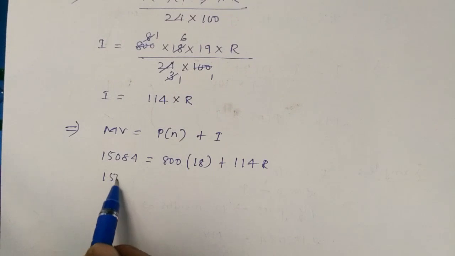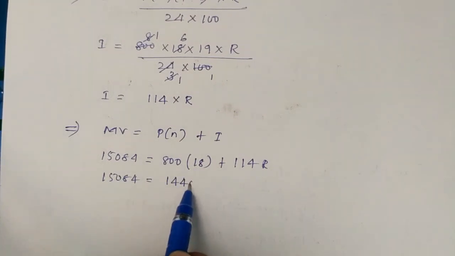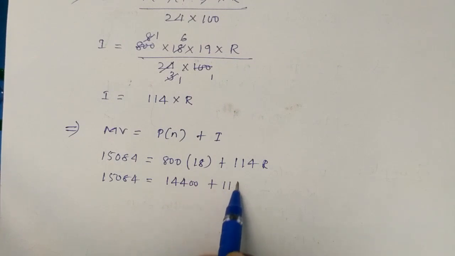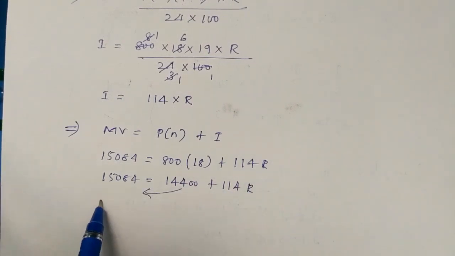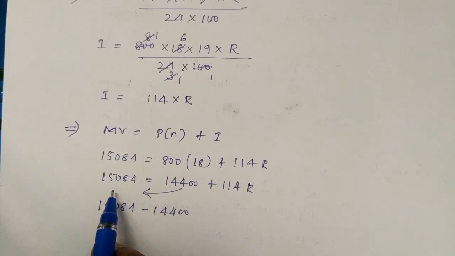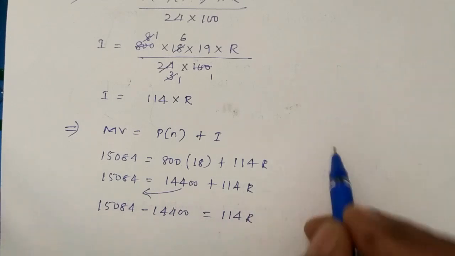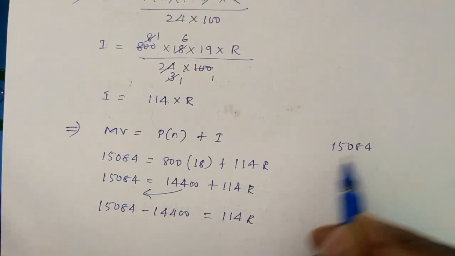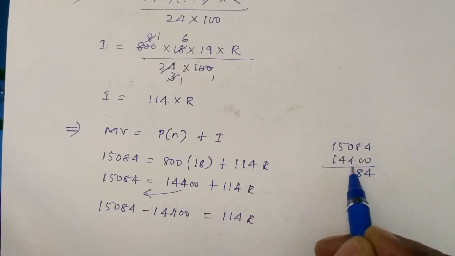Then 15,084 equals 18 eights are 144 followed by 2 zeros plus 114 R. We shift this 15,084 to the left side. It becomes subtraction, not division; keep it in mind. The 114 R stays on the other side. In 15,084, 14,400 is subtracted. 4 as it is, 8 as it is.